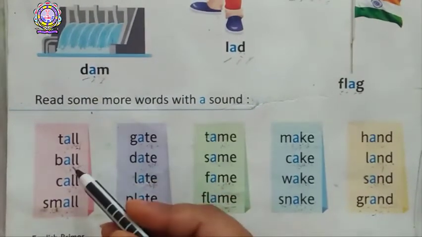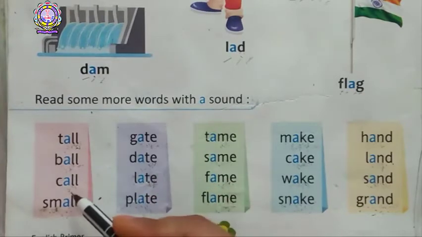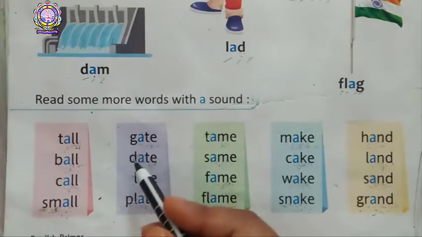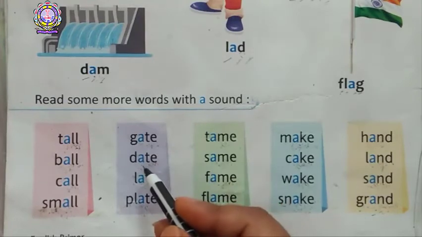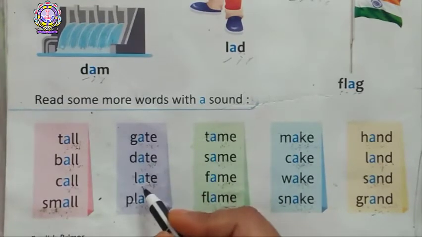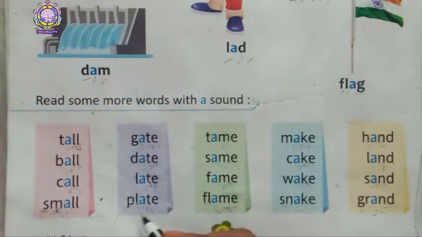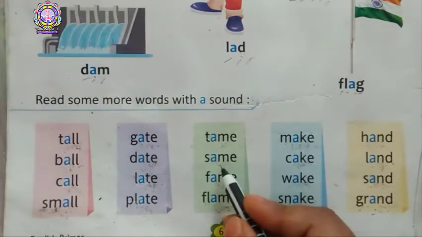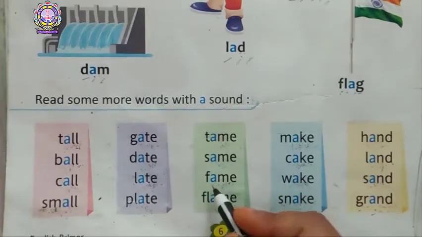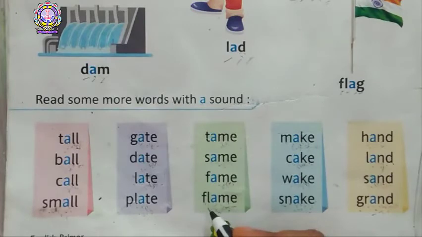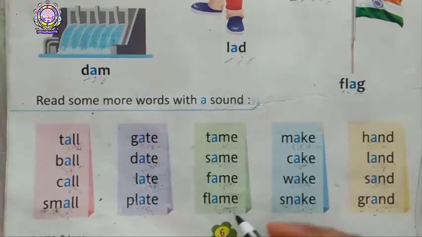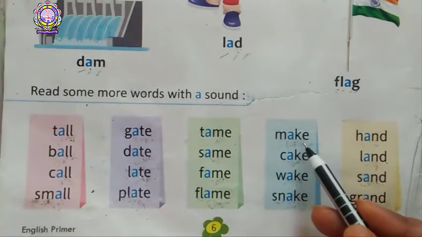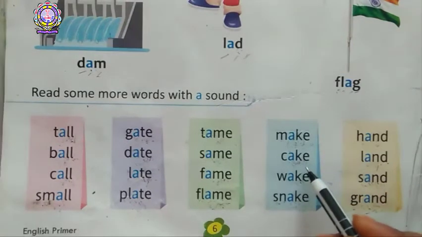Tall, ball, call, small, gate, date, late, plate, tame, same, fame, flame. What we read? Flame. Make, cake.